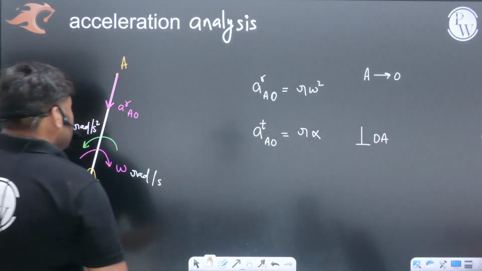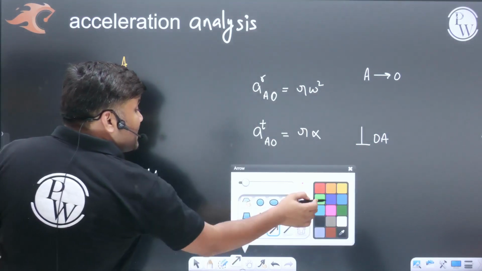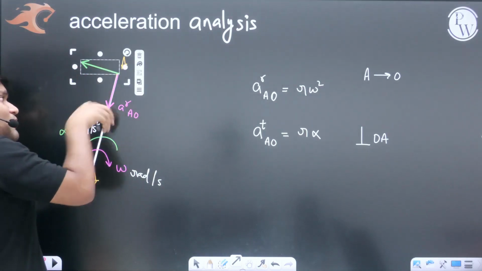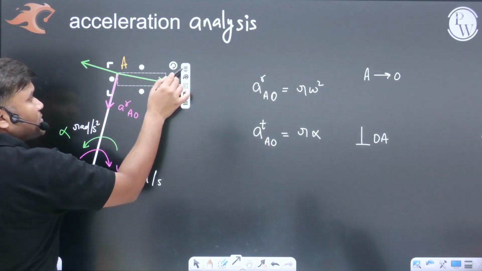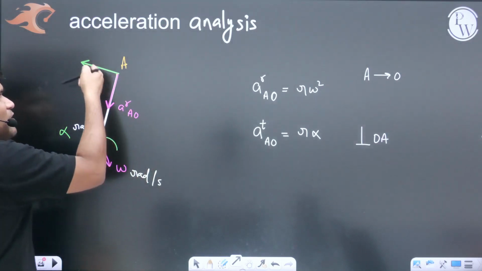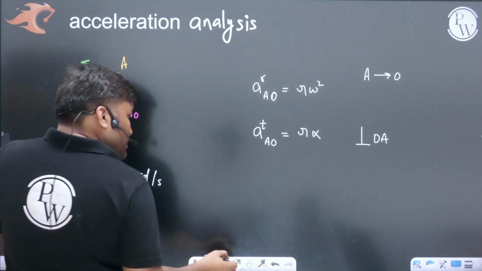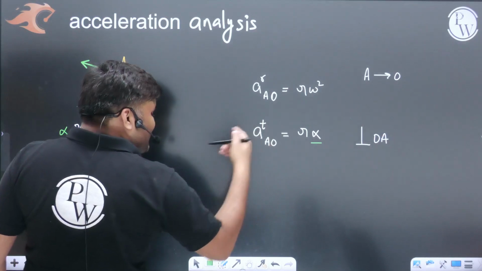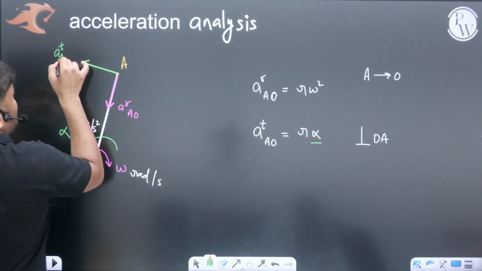In which direction, sir? Alpha is in the anticlockwise direction. So you will draw a line perpendicular in this sense. If it was the clockwise direction, then you would have drawn something like this. Getting a point? But here in this case, we will draw this, anticlockwise, beta. You have calculated the magnitude. This is the tangential acceleration of A with respect to O.